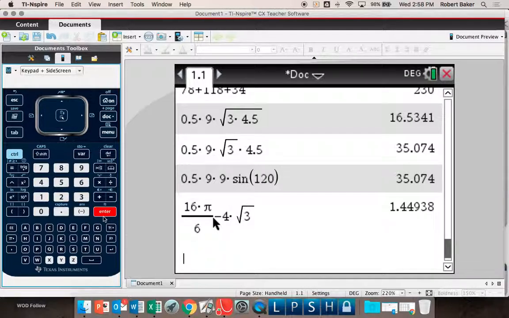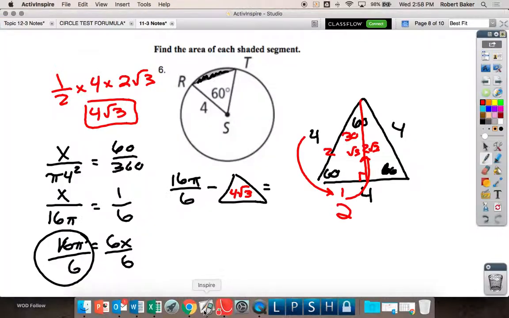1.45. That's it. And that's a really tiny number, but it's also a really tiny sector. So the answer is 1.45 units squared. Fun stuff, right? Yeah, we like it. Does it get any harder?